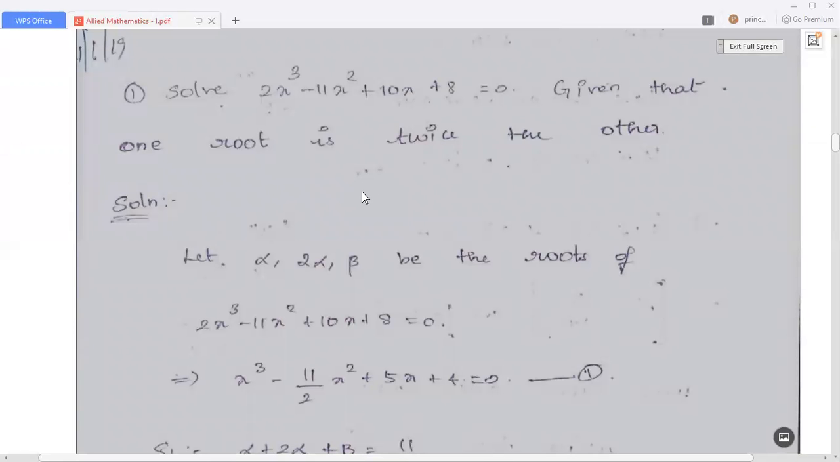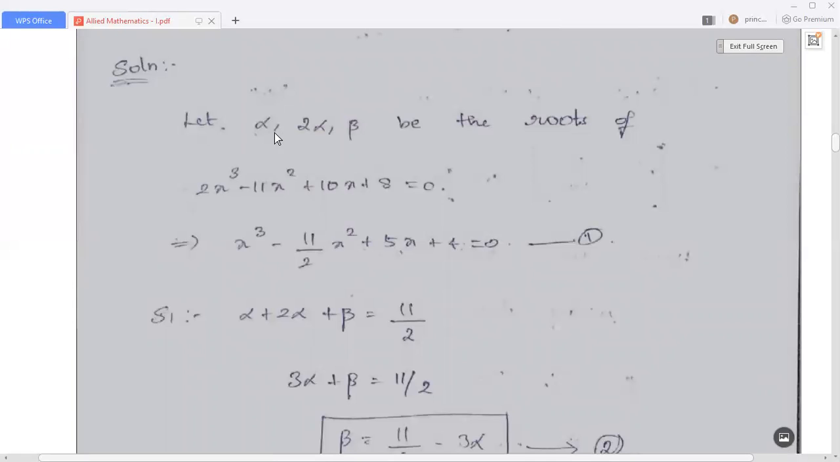Next problem. Solve 2x cube minus 11x square plus 10x plus 8 equal to 0, given that one root is twice the other. See, if one root is alpha, the other root is 2 alpha. Therefore, let alpha, 2 alpha, beta be the roots of the equation 2x cube minus 11x square plus 10x plus 8 equal to 0.